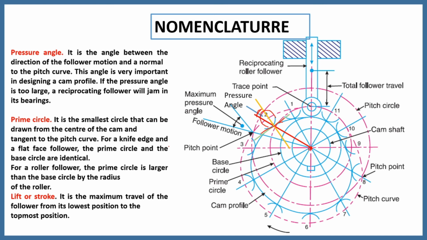Next, we already studied all the circles, the prime circle. Again, lift or stroke is the maximum distance traveled by the follower from its lowest position. I'll again repeat the pressure angle. It is the angle between the direction of the follower and the normal to the pitch curve. This is the normal to the pitch curve in the direction of motion of the follower. This angle is referred to as the pressure angle.